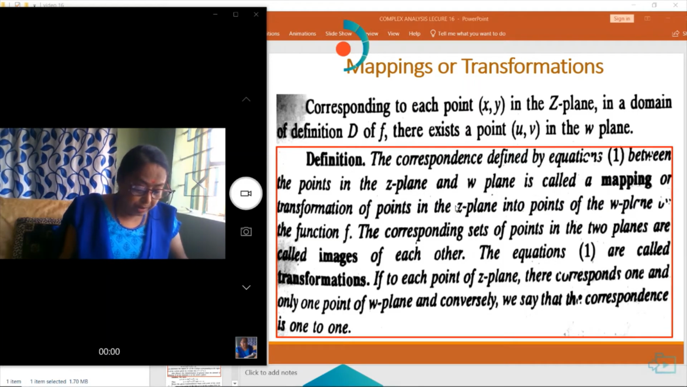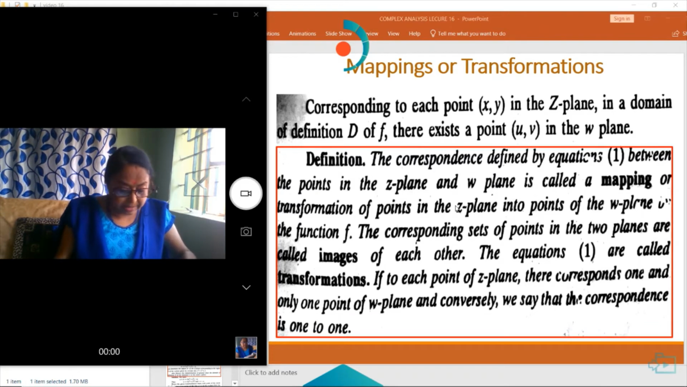If to each point of the z plane there corresponds one and only one point in the w plane, then the correspondence is a 1 to 1 correspondence.